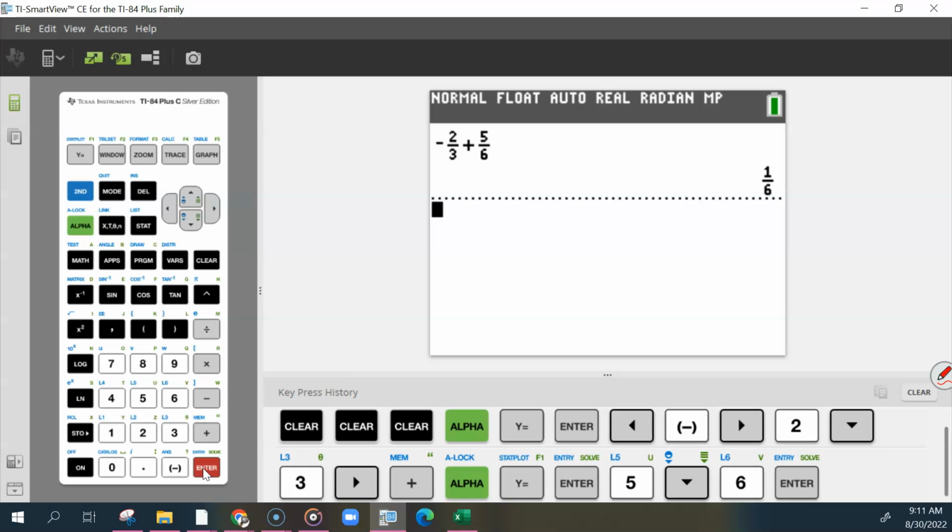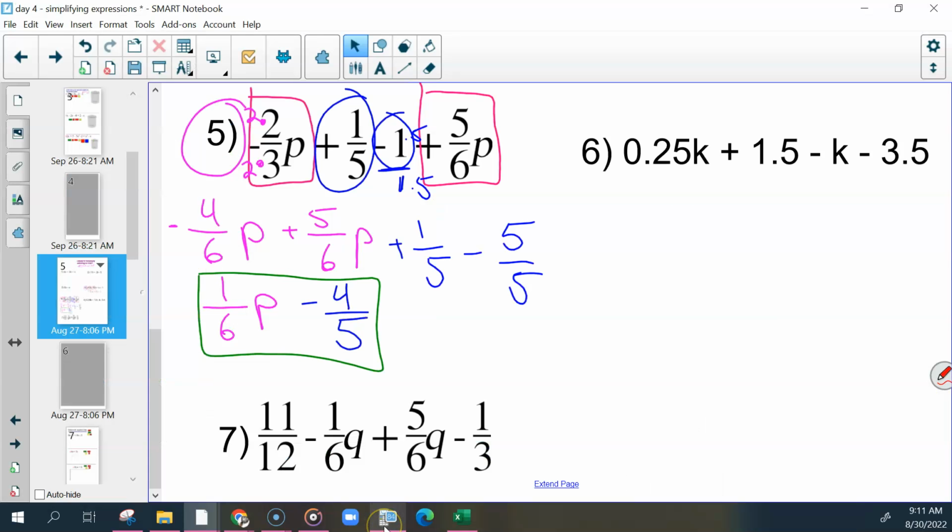It will give you the most simplified answer, so you don't have to simplify it. But it's a good way to check yourself. Anyone need me to do that again on the calculator? Yes. I'm going to do it with the other fraction.